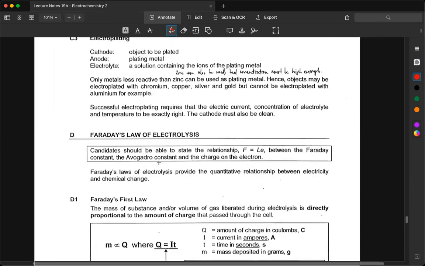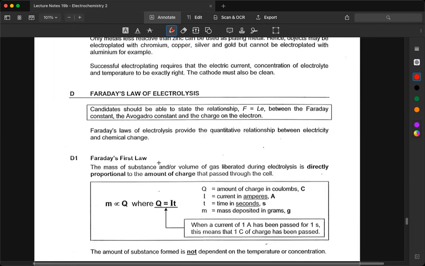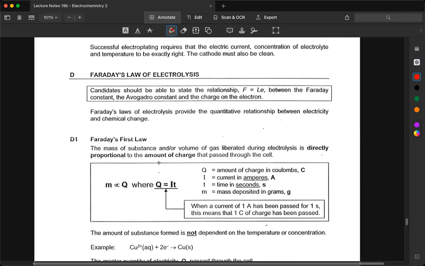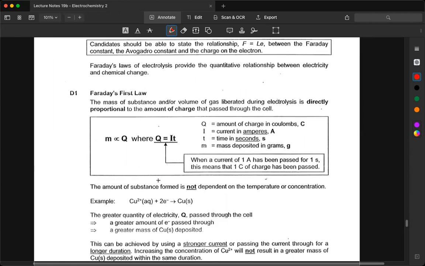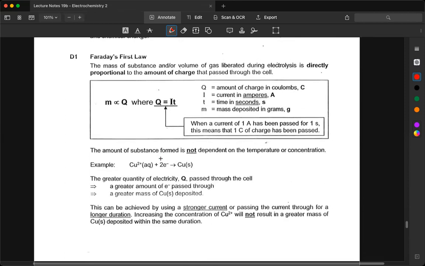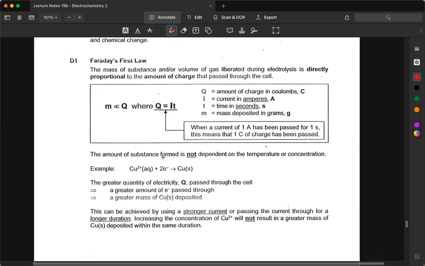Now, the next part is on Faraday's law of electrolysis. Faraday's law of electrolysis provides the quantitative relationship between electricity and chemical change. According to the first law of Faraday, the mass of the substance or the volume of gas liberated is directly proportional to the amount of charge that passes through the cell. From this equation, when a current of 1 ampere is passed for 1 second, 1 coulomb of charge is passed. The amount of substance formed is not dependent on temperature or concentration.